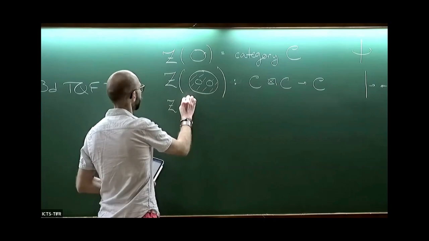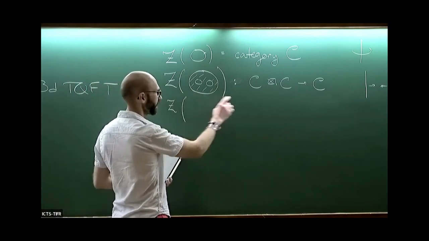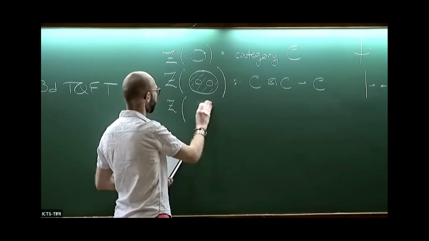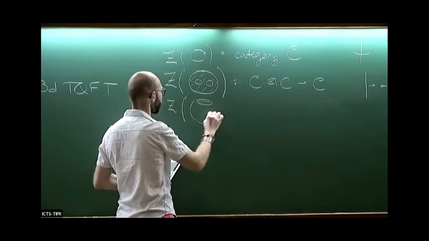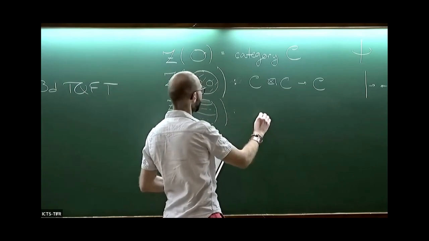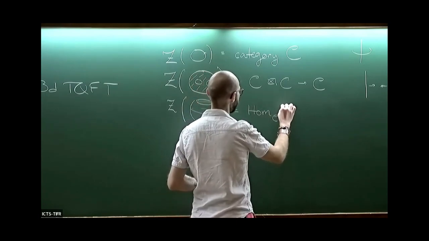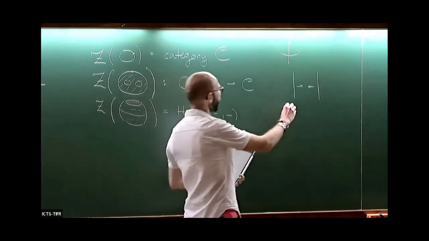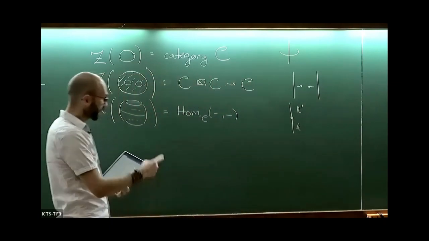So in TQFT terms, Z of just an annulus, though to match the physics picture, it's useful to think of that annulus as sort of a wine barrel with the top and bottom removed. This is the Hom functor, Hom in C. It takes as input two objects at the top and bottom and gives us a vector space. And in physics, we would say, given two lines, this is the space of local operators at their junction.